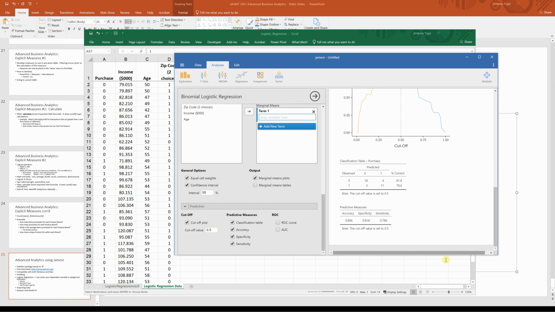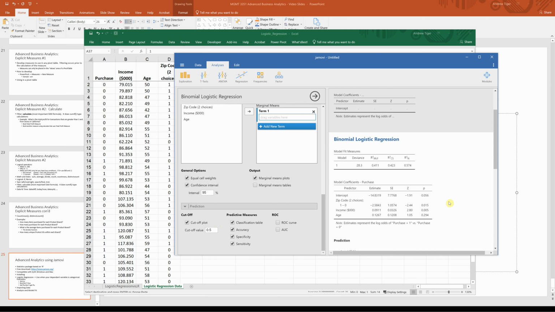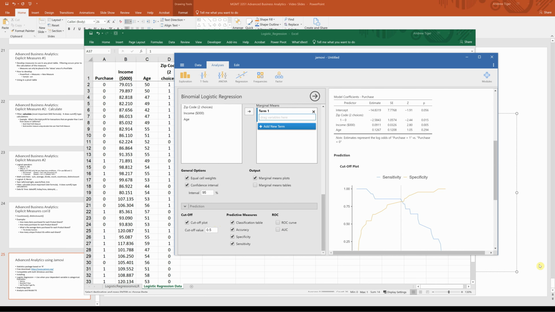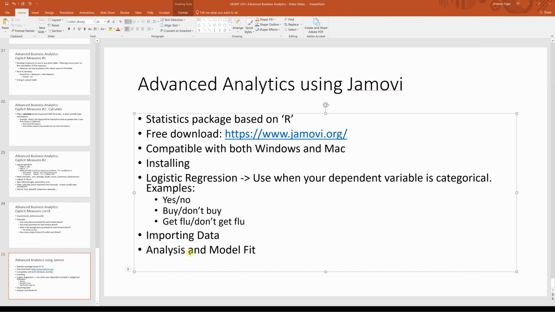Okay, so these curves, I'm not going to go over these, but this is the output that you would get when you did your analysis. And you need to talk about what they are and the understanding of what these are, analysis and model fit. Thanks.